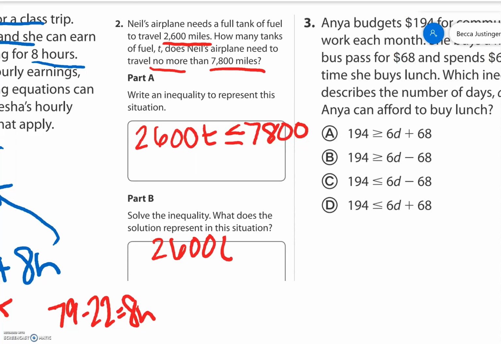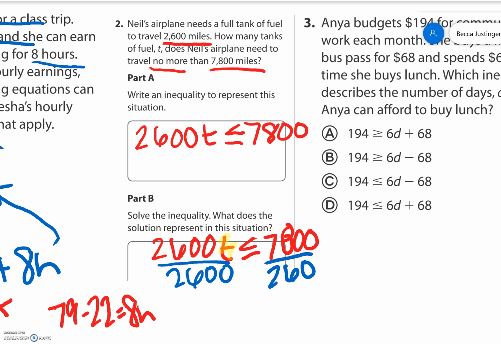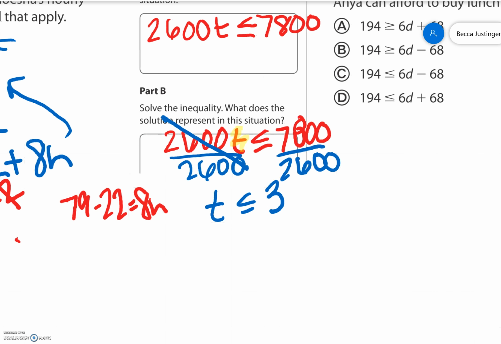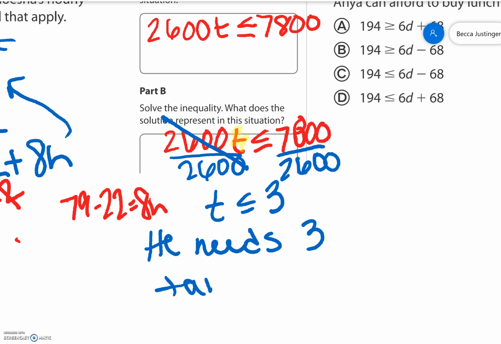Solve the inequality. What does a solution represent in this situation? So rewriting the inequality, we want to solve. To get T by itself, I need to divide both sides by 2,600. Cancels out on the left, I bring down my T, I bring down the less than or equal to sign, and now I have to divide. 7,800 divided by 2,600 equals 3. So what does the solution represent in this situation? It means that he needs 3 tanks or less.